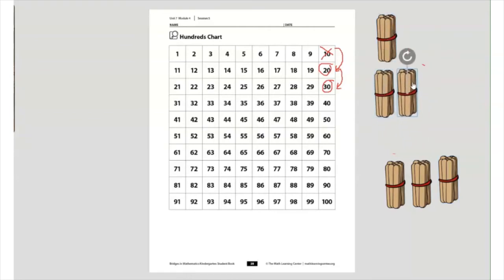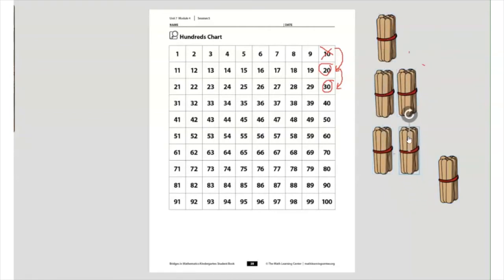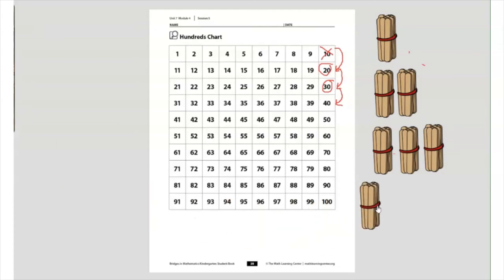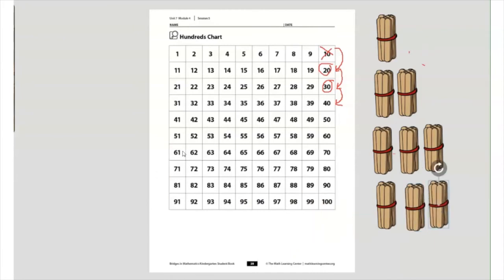Let's go ahead and move those up so we can get some more space to build our next group. So if you notice, this is 10, 20, 30. I wonder how many bundles we would need for our next 10, which is 40. What do you think? That's right, we're going to need 4. 10, 20, 30, 40. So 4 bundles of 10 is the same as 40.